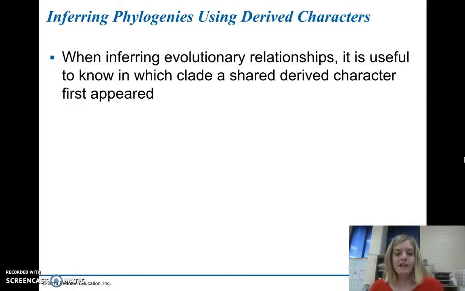When we are looking at evolutionary relationships, it is helpful to know in which clade a shared derived character first appeared because that can help us identify what the most recent common ancestor was like.